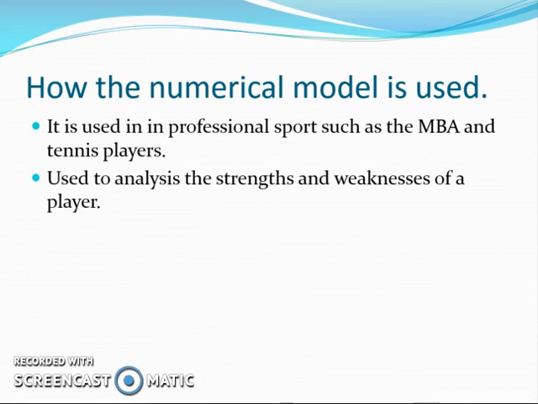So this is the second part of the numerical model, and this is how it is used. So how the numerical model is used. It can be used in any professional sport, so NBA, and it could be used for tennis players. It is used to analyse their strengths or weaknesses as a player. So, for example, in basketball, if they're practicing their layup shots, they would look at the weaknesses and the strengths in this, and this would lead into their technique in the layup.